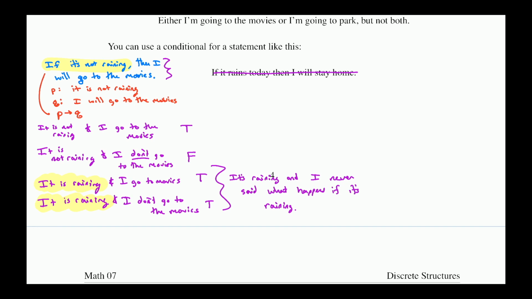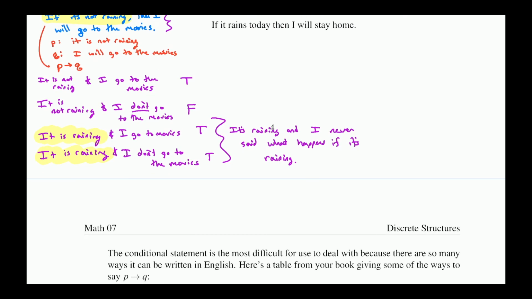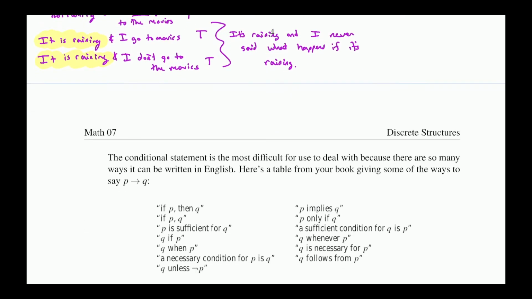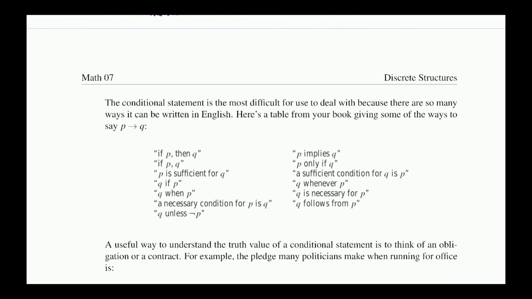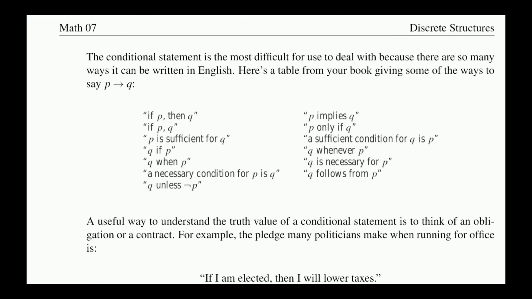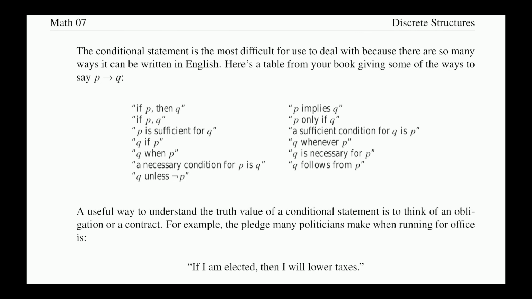And yeah, okay, so it says if it rains today, then I will stay home. I don't need to cross that out. That's a conditional statement. So, okay. Now, something that you're going to have to do, and so I printed it here. It's in the book, of course. I copied this from the book.